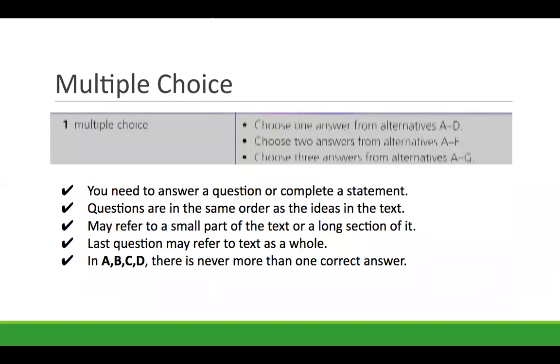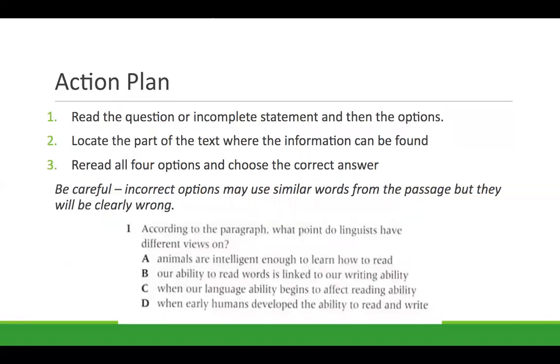Okay, so here is an example of a multiple choice question. The direction says, choose one answer from alternatives or choose two answers from alternatives. All you have to do is follow the instruction. So you need to answer a question or complete a statement. Questions are in the same order as ideas in the text. They may refer to a small part of the text or a long section of it. The last question may refer to the text as a whole. In ABCD, there is never more than one correct answer.